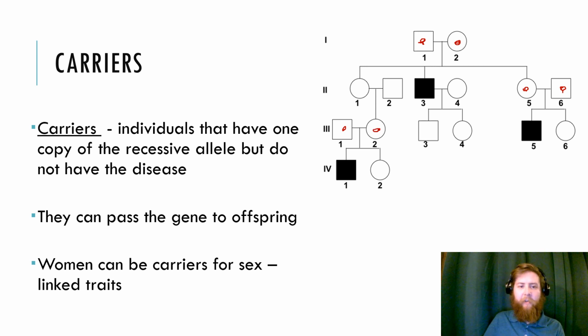This one here's a little tricky because we don't know where it got the gene. It could have gotten it from the father here, or it could have gotten it from the mother. So carriers have the ability to pass the gene to offspring, and a lot of the time women will be carriers for sex-linked traits.